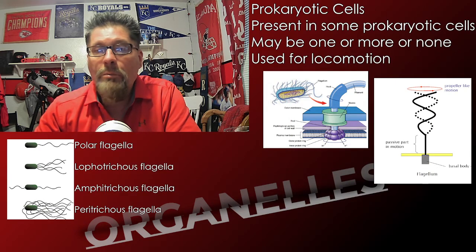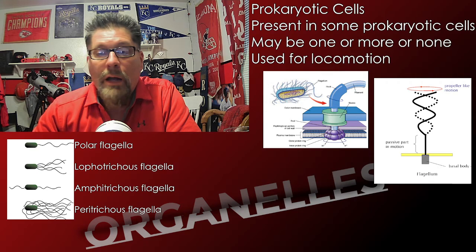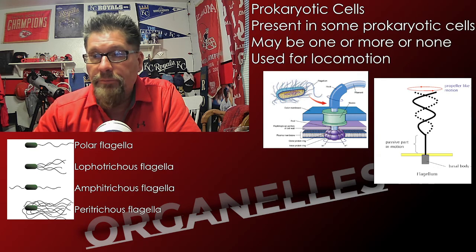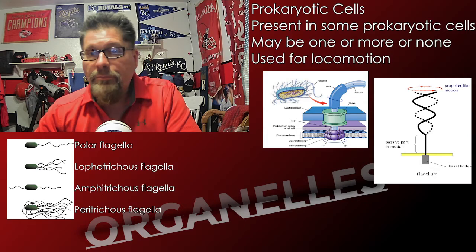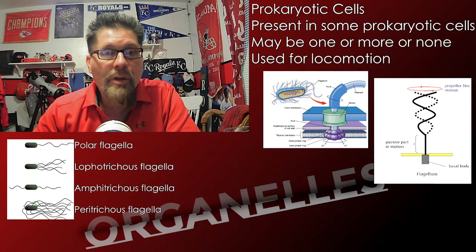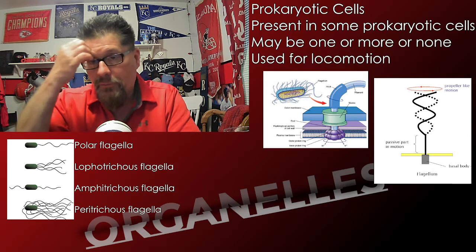Okay, still looking at prokaryotic cells. Now let's talk about motion. Okay, locomotion. Bacteria cells do move around. They've got to get to their host. They've got to get to resources, and they've got a pretty efficient system for moving around.